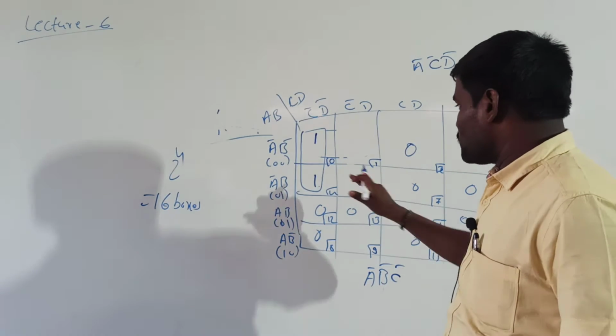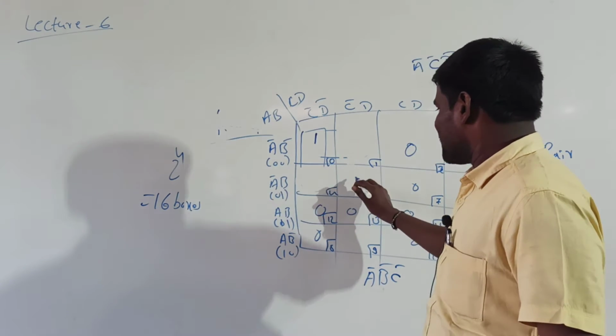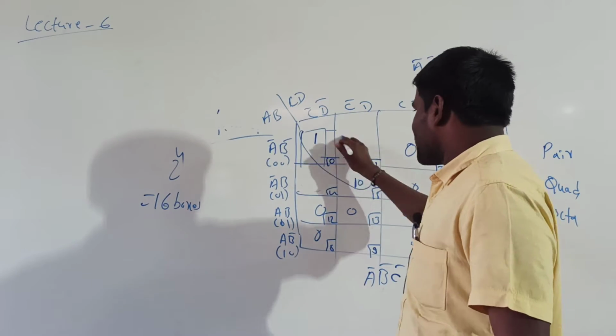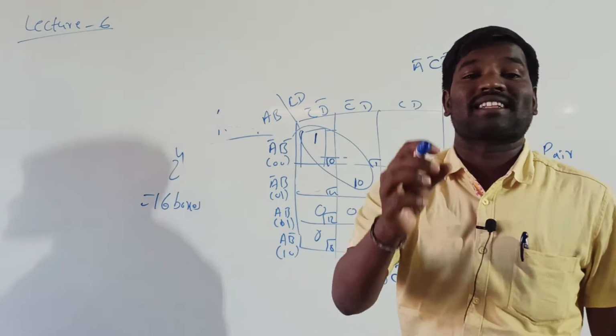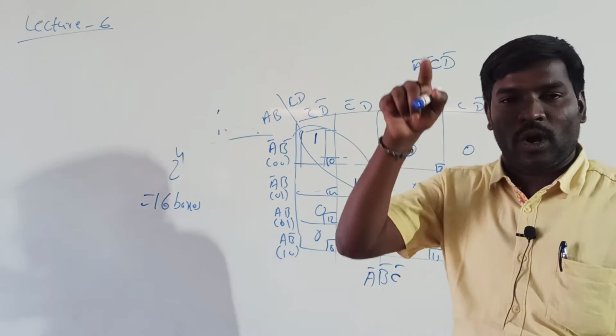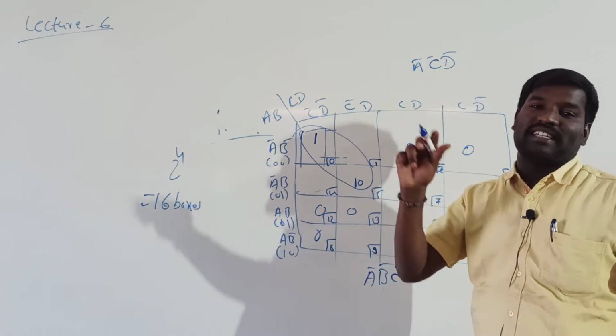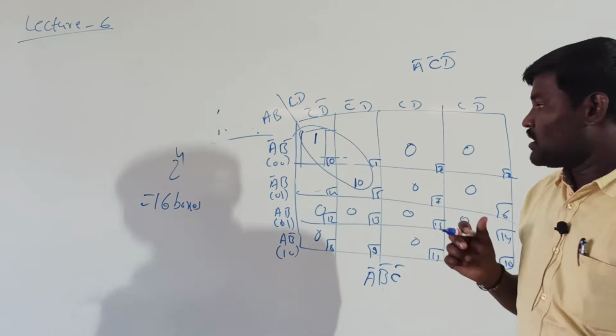Okay, and don't pair like this. Diagonally we cannot pair the values, either it may be horizontal or it may be vertical. So that is nothing but the pair.